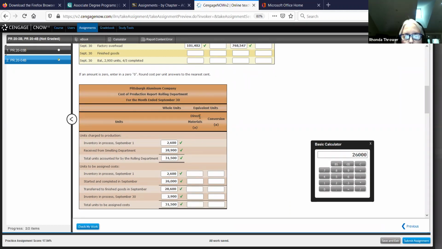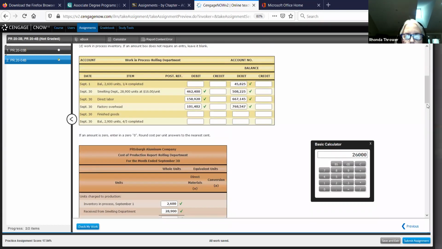So in the next section, we're working with equivalent units. We're working with equivalent units first for direct materials. So in this column, it's going to represent direct materials, and this column is going to represent conversion cost. We're going to start with our beginning inventory. And what we know about beginning inventory is that we had 2,600 units. We also know from the given information that those 2,600 units were 1/4 complete with respect to conversion cost last month.